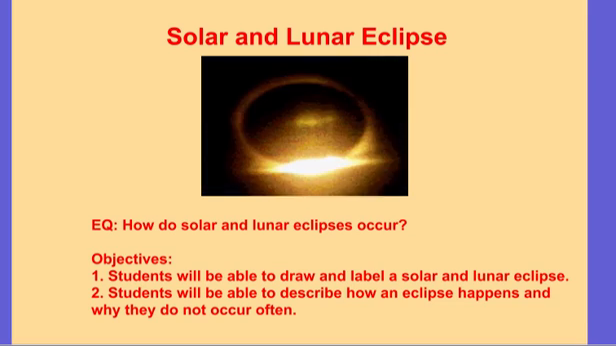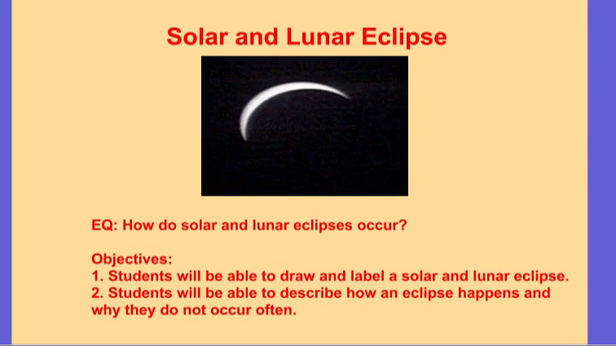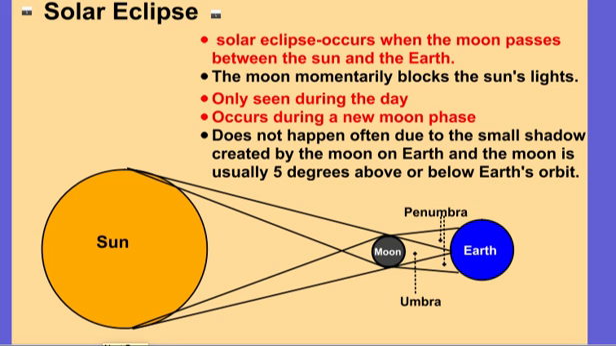All right, so let's talk about eclipses. We're going to talk about the solar and the lunar eclipse, so let's talk about the solar eclipse first. Solar eclipses occur when the moon passes between the sun and the earth. So the moon is right there in the middle of the earth and the sun. The moon is in the new moon phase. It will always and only be in the new moon phase, and it will only be seen during the day. So to have a solar eclipse, it has to be daytime, and it has to have the moon right there in between the earth and the sun.